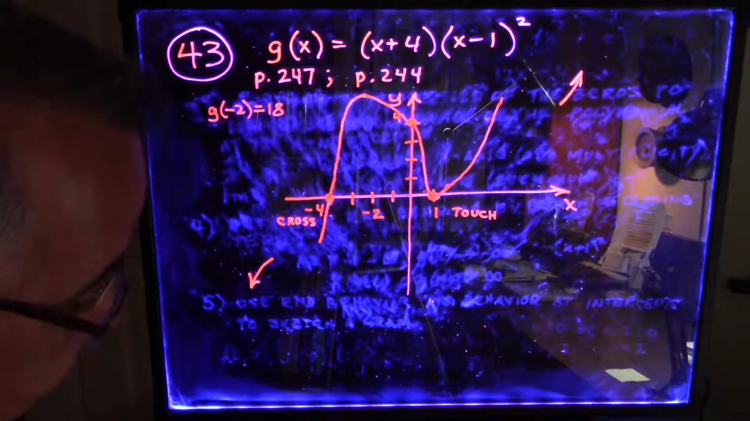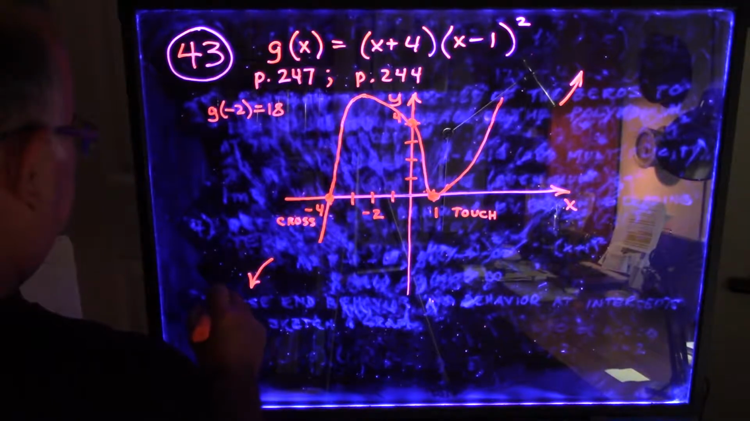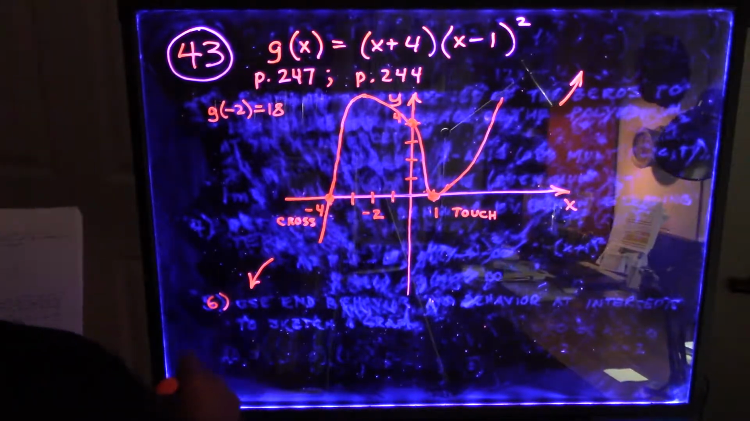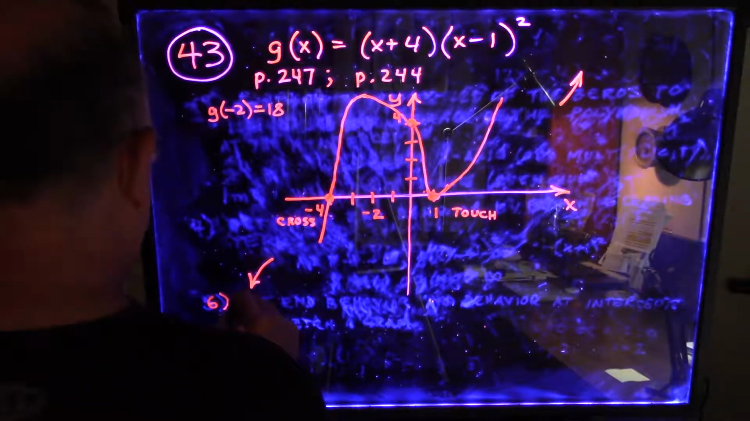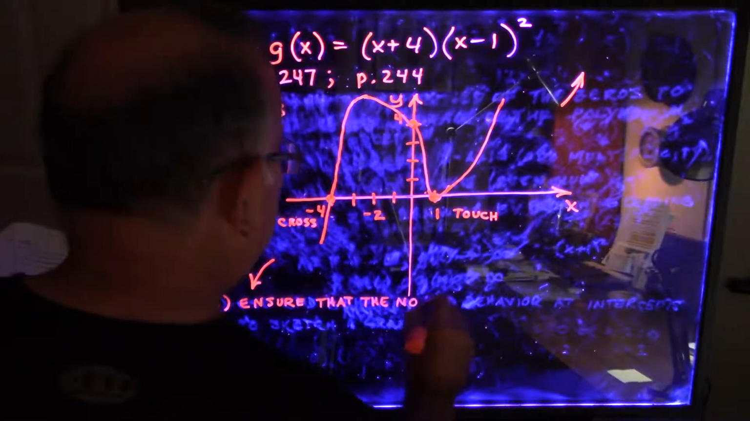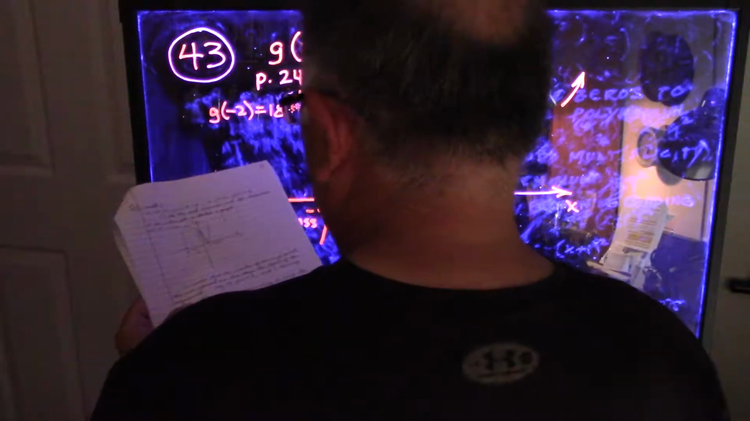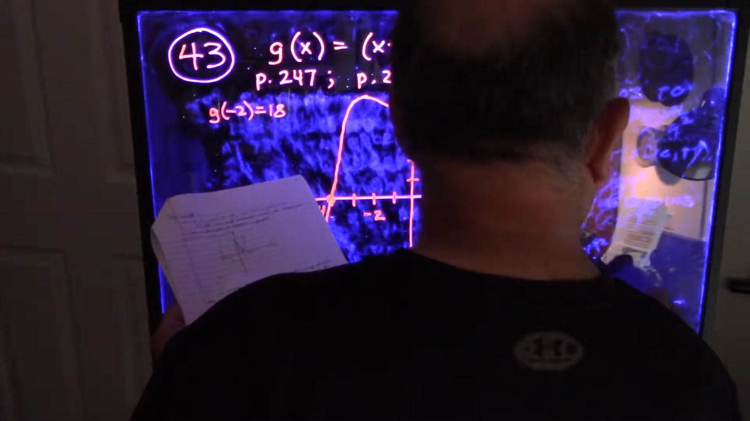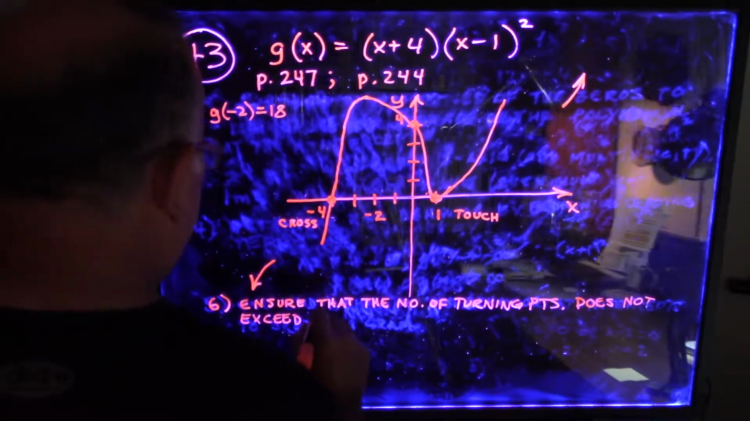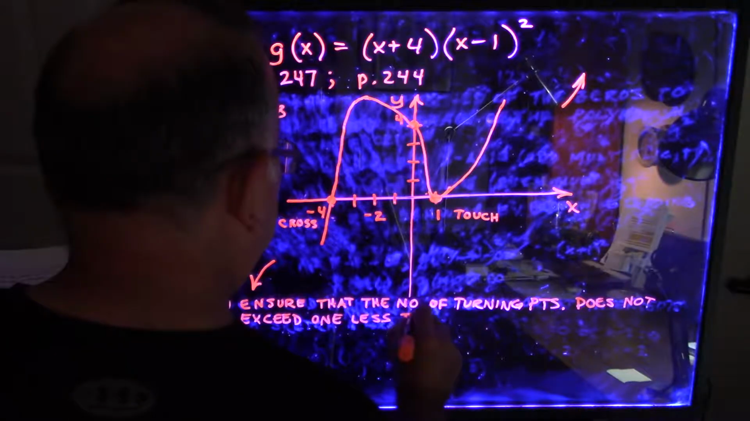Now, step 6. Ensure that the number of turning points does not exceed one less than the degree of the polynomial.